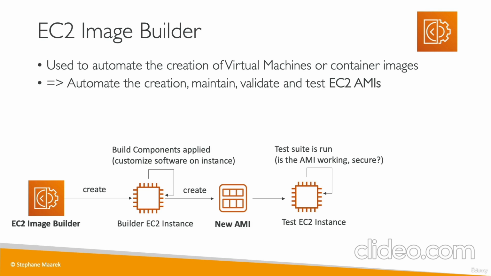And then once the AMI is tested, the AMI is going to be distributed. So while EC2 Image Builder is a regional service, it is possible for you to take that AMI and distribute it to multiple regions, therefore allowing your application and your workflow to be truly global.